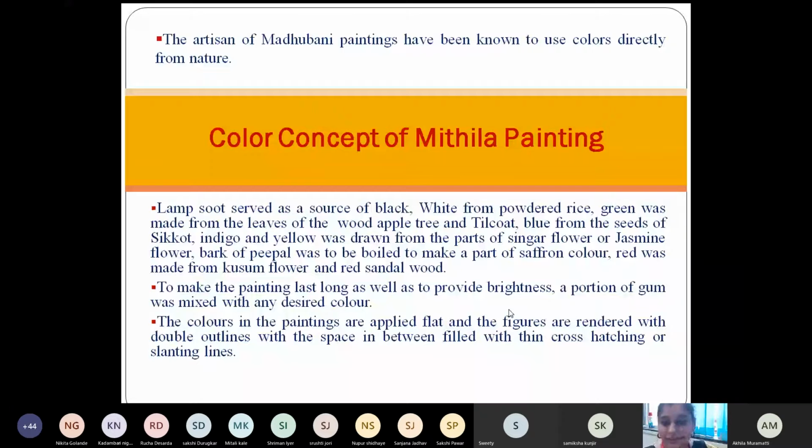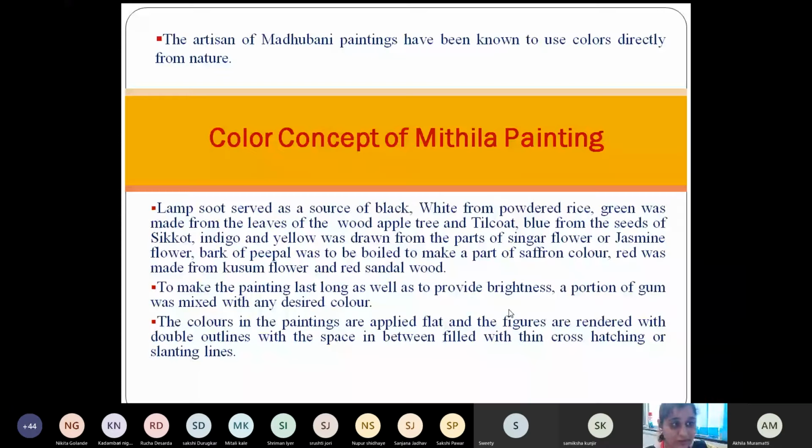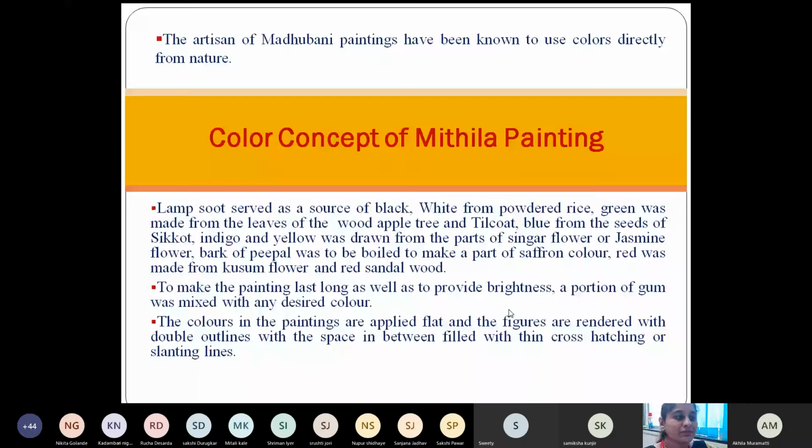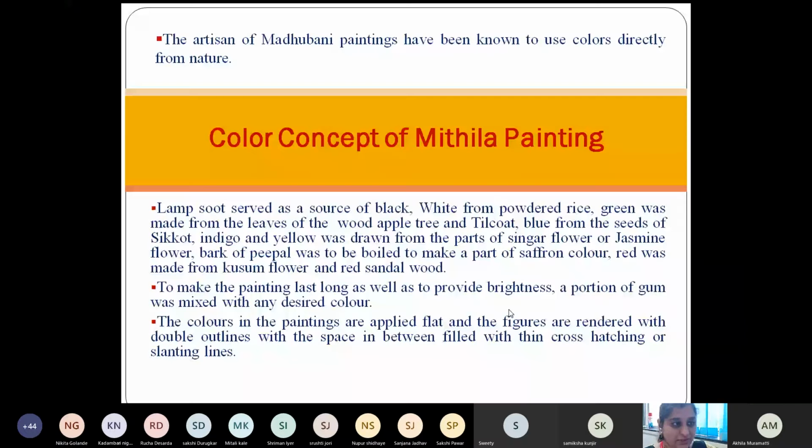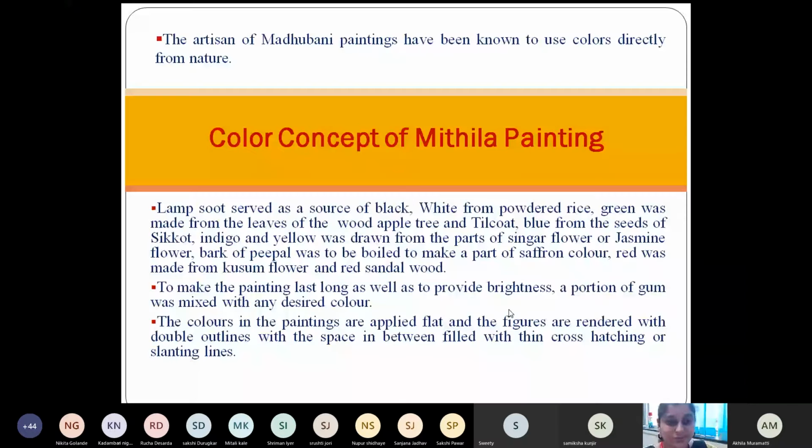Then the indigo plant is available, so from there we get our blue directly. And yellow is drawn from singar flowers, or you can even make use of sandalwood also. If you want that specific yellowish orange shade, then from jasmine flower we can also obtain yellow color. Then saffron is something which we obtain from the bark of the peepal tree. Then red is usually obtained from the kusum flower and red sandalwood.